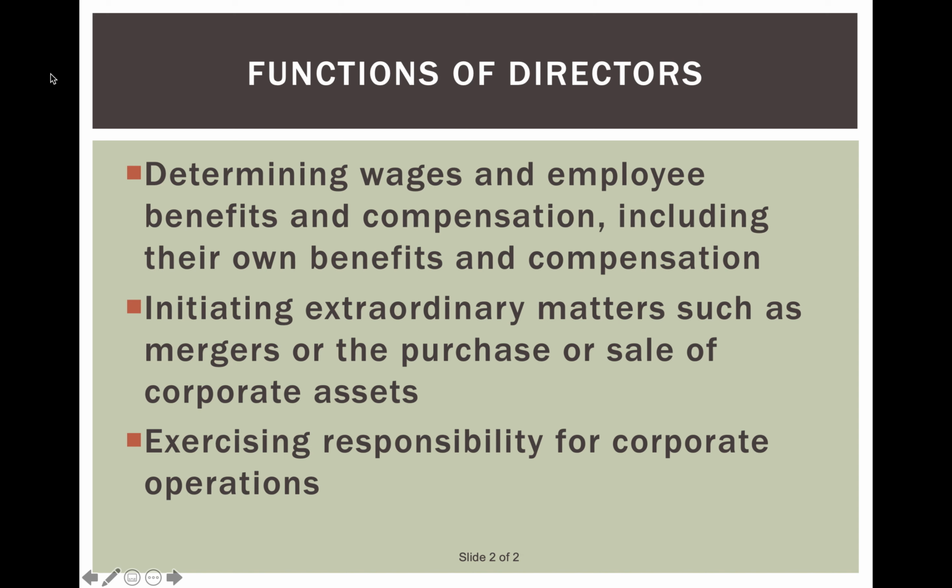I do want to point out that in general, directors are not personally liable if they make an error in judgment. Okay, so as long as they are exercising good faith and due care in making a business judgment, they are protected from personal responsibility or personal liability. If they are grossly negligent and anything beyond that, intentional in their poor judgment, then they could be personally liable.